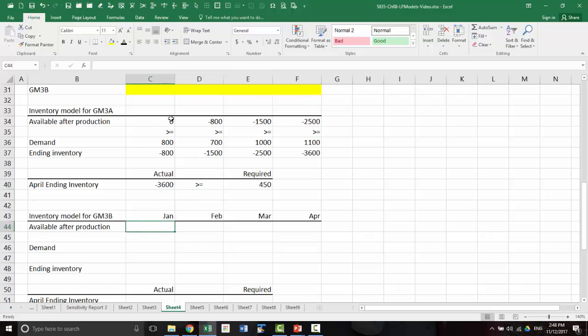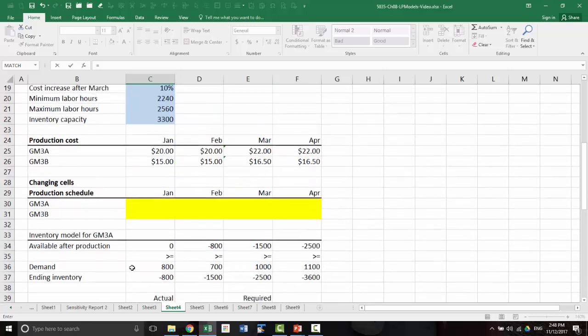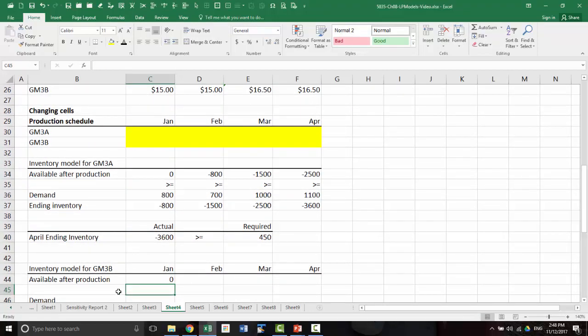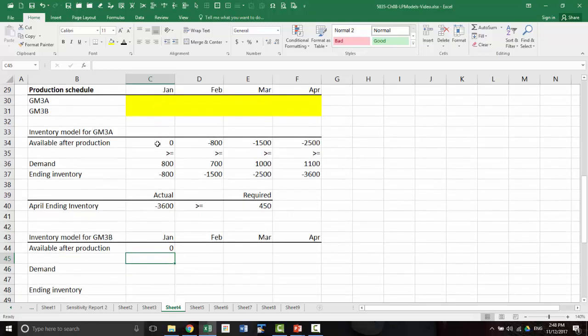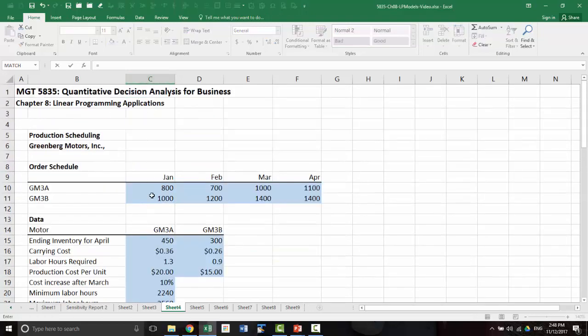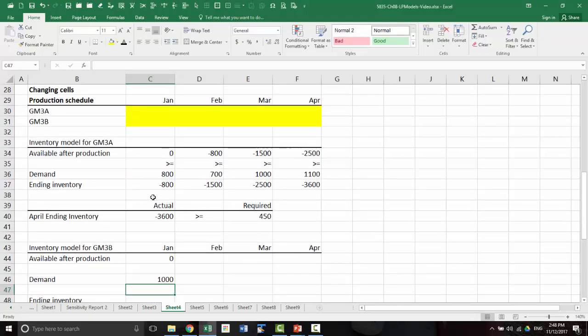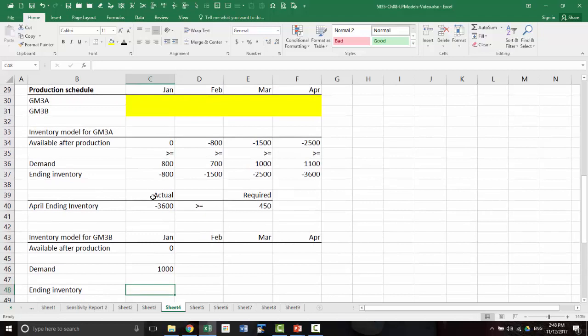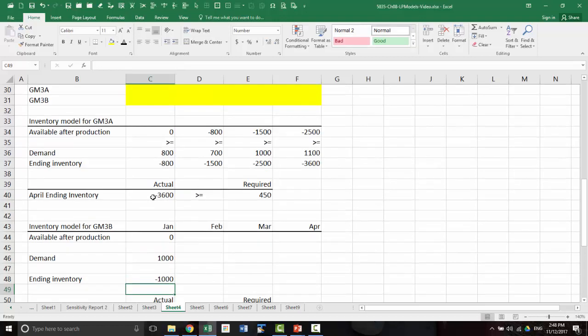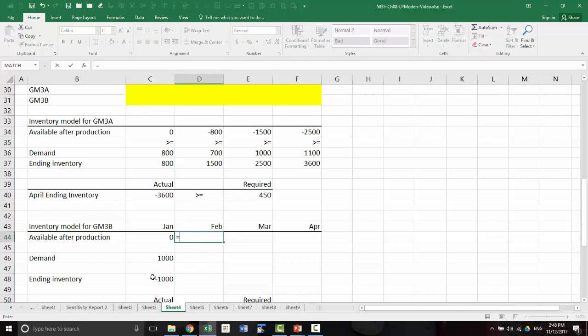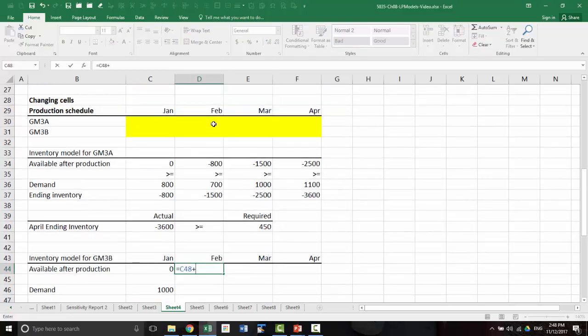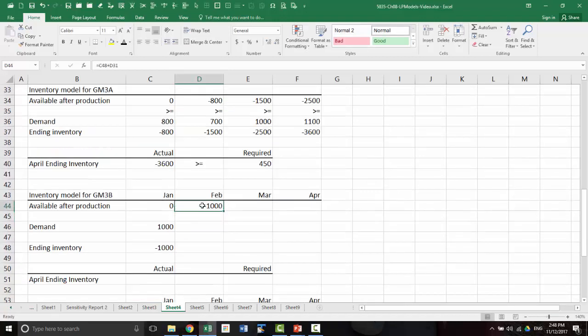So now we have the same kind of formulas for the GM3B motor. So January availability after production is just production because there is no initial inventory. And then the demand is that. Okay, ending inventory is that minus that. Okay. And available after production for February is the ending inventory plus production, which can then be copied.